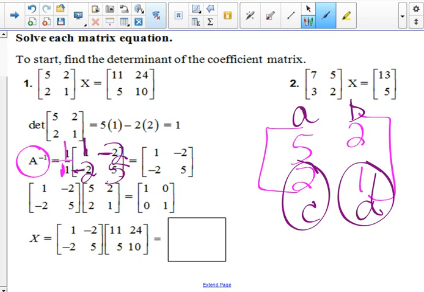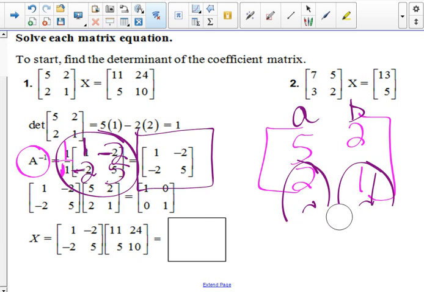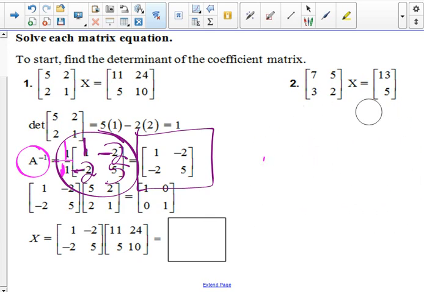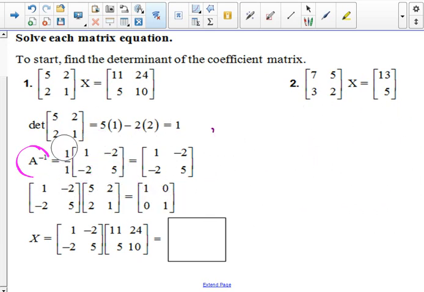So now we have 1 over 1 times 1 minus 2, negative 2, 5. So when you multiply that by 1, you just get that matrix, 1, negative 2, and 5. So now we've got the inverse matrix, right? So now to finish this problem, we have to multiply B times the matrix, right?